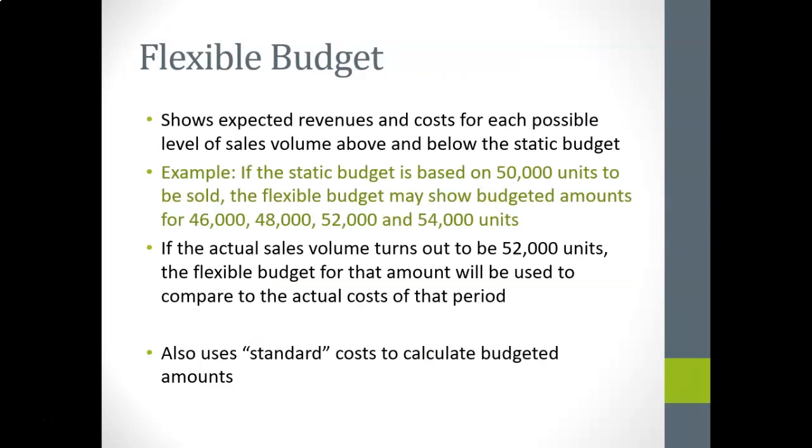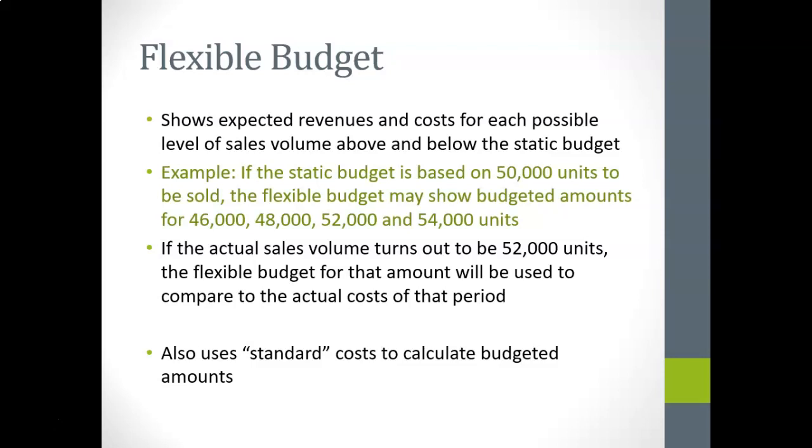The flexible budget shows the expected revenues and costs for each possible level of sales volume above and below the static budget. So we make this master static budget for just one volume that we really think we're going to do. So, for example, if the static budget is based on 50,000 units to be sold, we think that's the best number we can come up with of how many units we think we're going to sell next year.